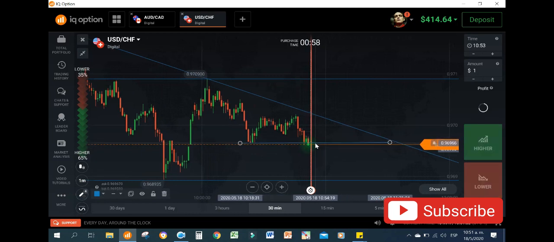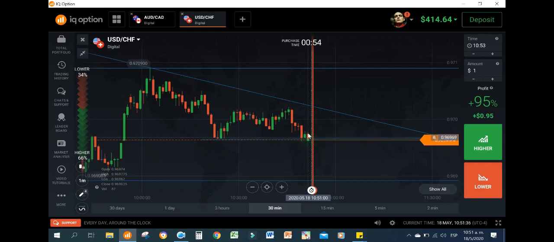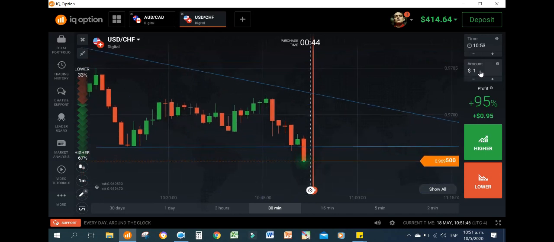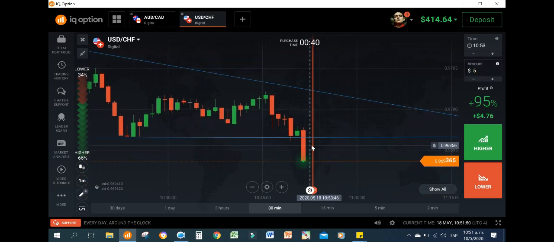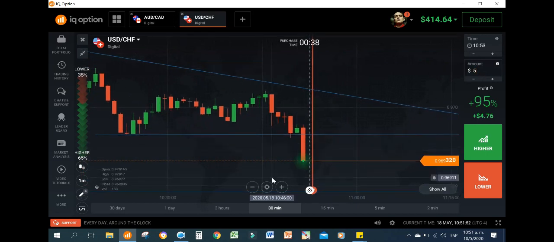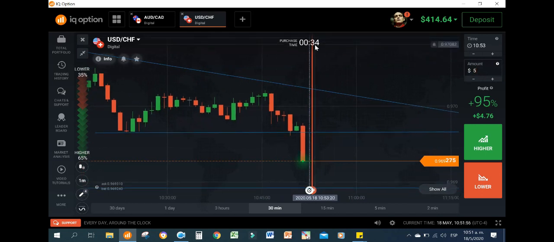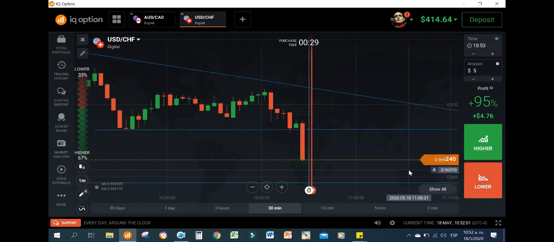Okay, here we can see a breakout. The price is making a breakout, but we need to wait until this candlestick is closed. So let's be ready for a trade. Once it's closed, we will enter. Okay, let's do it.